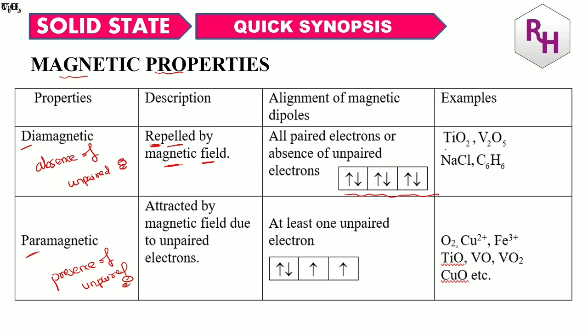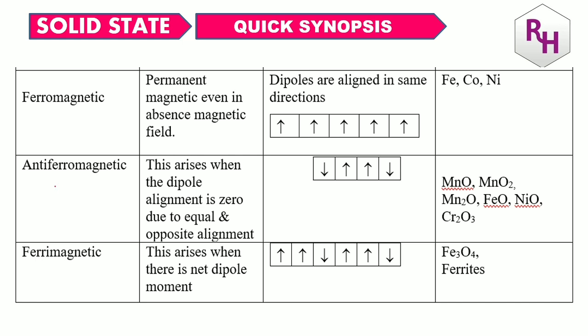Very easy to know. TiO2, V2O5, see, Ti4+, vanadium 5+, NaCl, C6H6, all these come under diamagnetic substances. But here at least one unpaired electron should be present, hence attracted by the magnetic field. Oxygen, TiO, CuO, VO, VO2, see, all these are examples where one or more unpaired electrons will be present, that is paramagnetic. After this, remember, there is a third one, ferromagnetic.